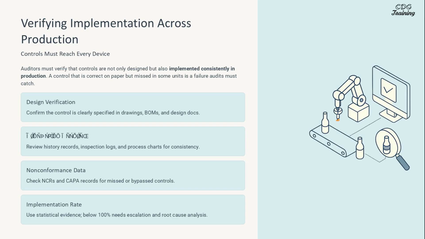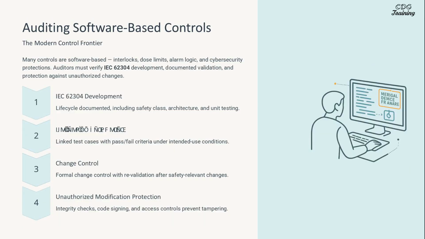Controls must be consistently implemented across all devices. Auditors should check for consistency in design and process to prevent failures. Software-based controls require rigorous auditing, including development validation and protection against unauthorized changes, to ensure safety and compliance.